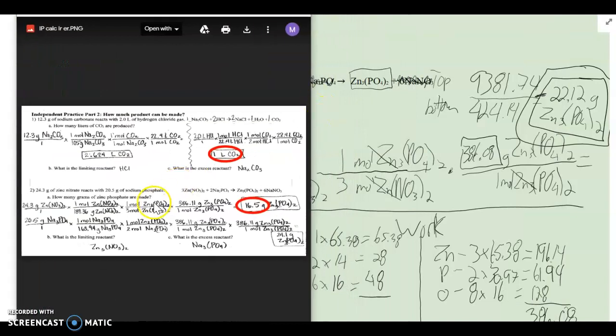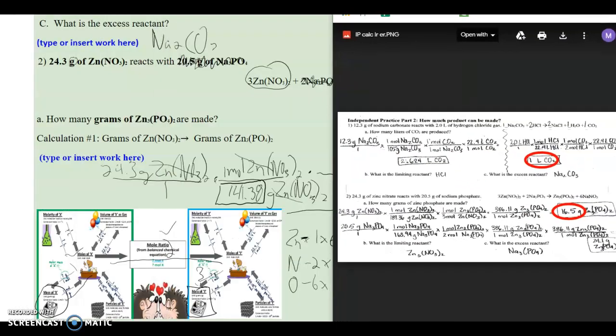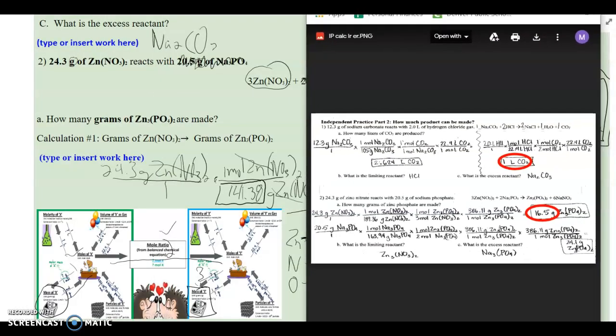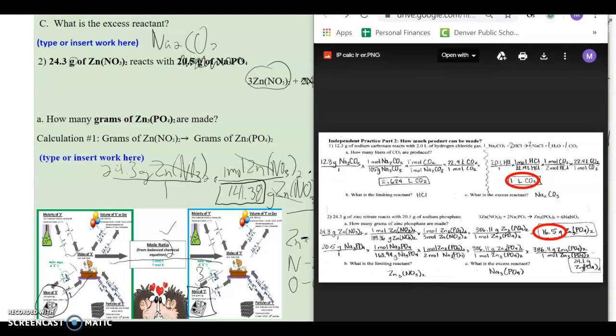Then 1 mole over 3 mole and 386.11, we just estimated slightly differently. We rounded slightly differently. So that's the only part that's different. Let's go to the work. All right, let's see who made the mistake. Was it me or was it this person?